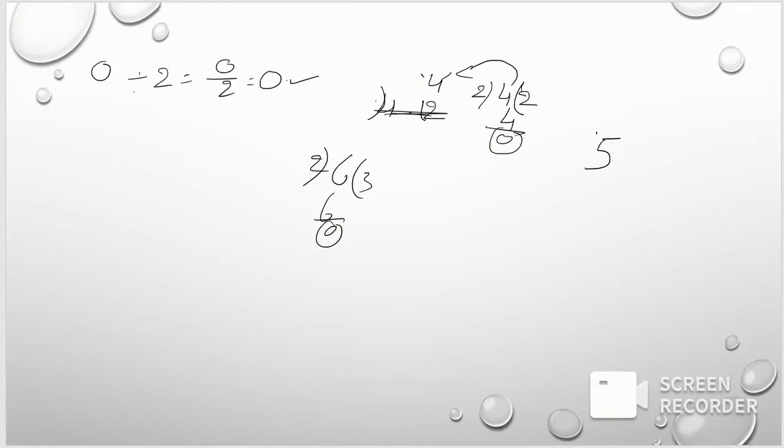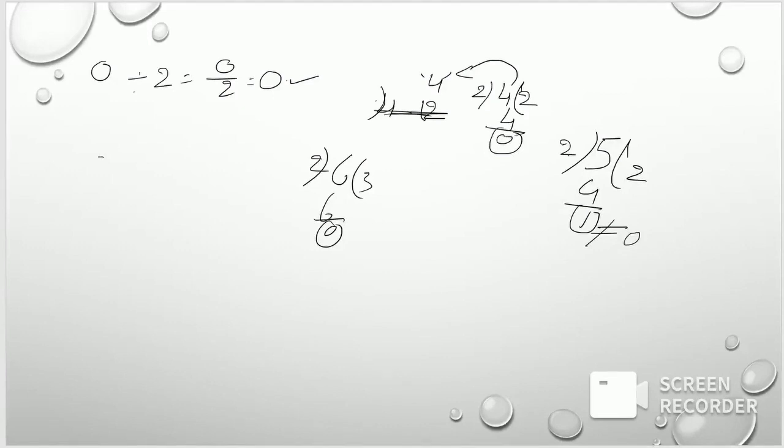For example, you take 5. Is it divisible by 2? 2 twos are 4, and the remainder is equal to 1. Then this is not exactly divisible by 2, because the remainder is not equal to 0. If we divide a number by 2 and get the remainder exactly equal to 0, it is divisible by 2. Otherwise it is not divisible by 2. The number exactly divisible by 2 is called an even number, and which is not divisible by 2 is an odd number.